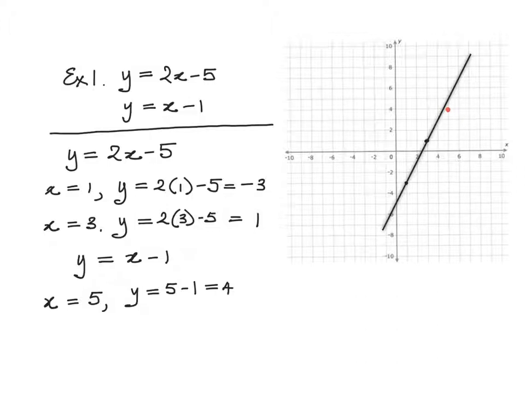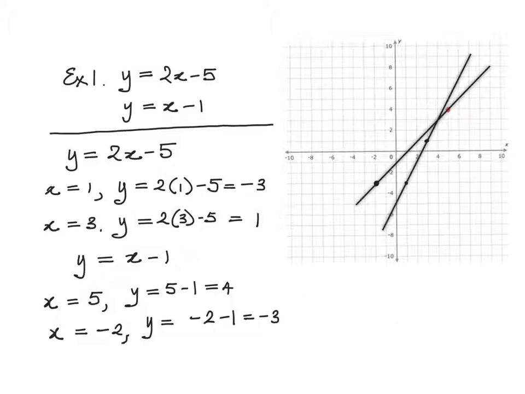And for the second point on the line, let's choose a value of x. x equals minus 2 and y equals minus 2 minus 1, which is minus 3. So I can plot the point minus 2, minus 3. When I draw a line through the 2 points, it looks like this here.